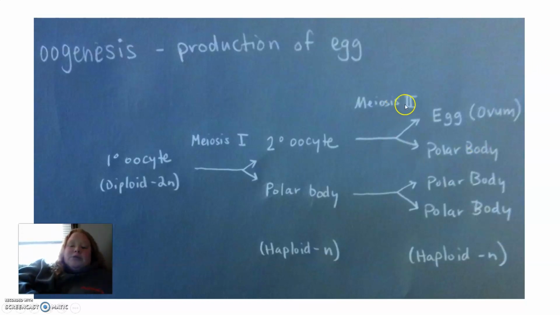And then we undergo meiosis 2. You end up with one egg, an ovum, and then 3 more polar bodies. Okay? So this polar body splits in half to make 2 polar bodies. This secondary oocyte splits into an egg and another polar body. So with oogenesis, you end up with 1 egg and 3 polar bodies. Okay?